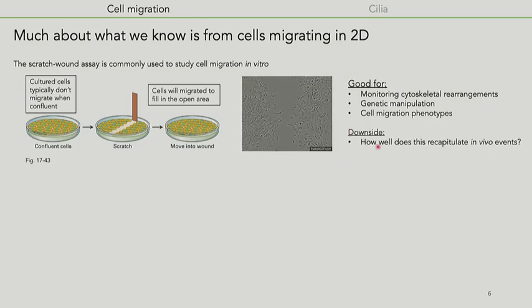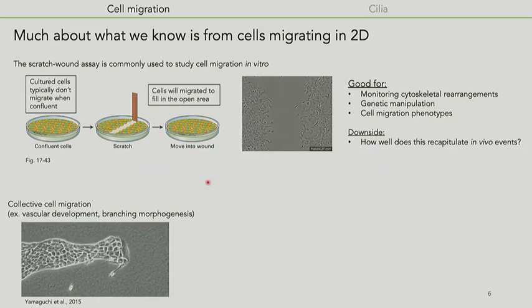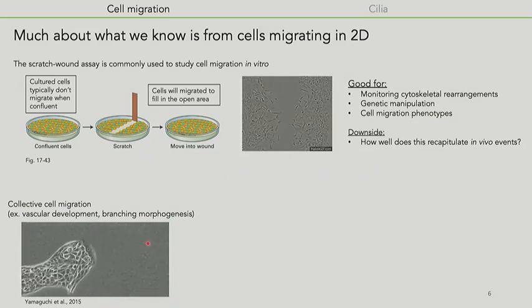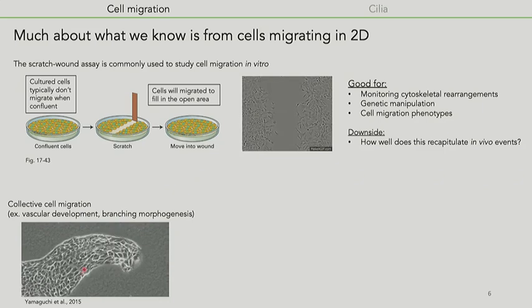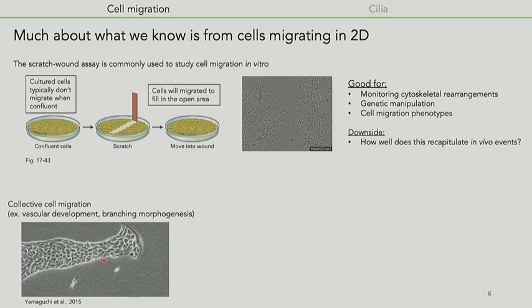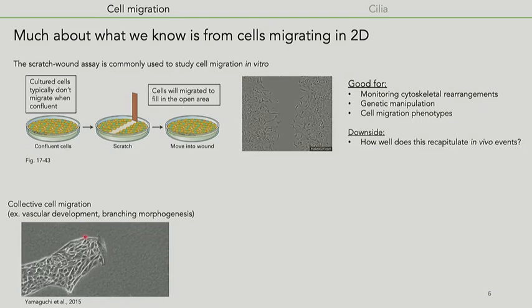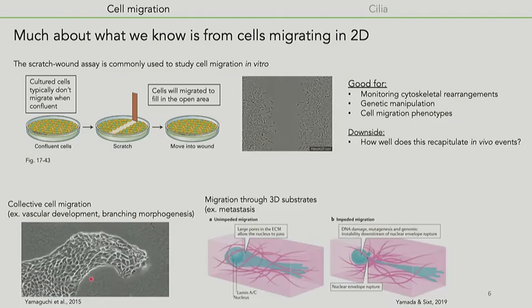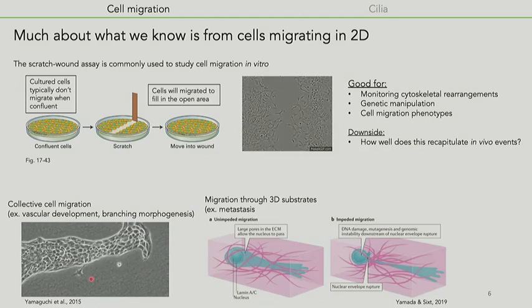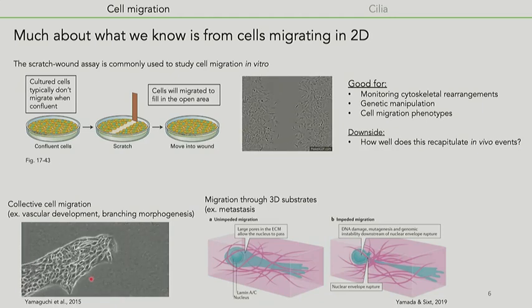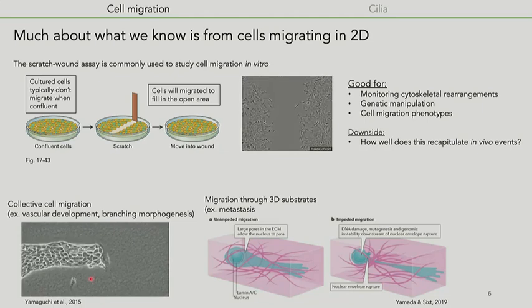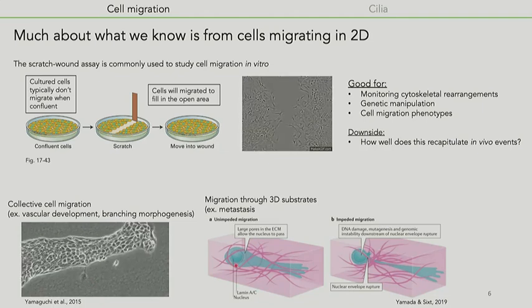The downside that people are coming to grips with is that it's not really clear how well the behavior of cells in this assay translates to real phenomena in your body. In your body, cells can migrate in a whole host of other ways. There is what's called collective cell migration, which is when whole groups of adhered cells migrate as one unit with what are called leader cells at the front end of this wave. And obviously our bodies are 3D structures, so typically cells are not just adhered to one surface below them and crawling across a 2D plane. Typically they're going to have to be migrating through some sort of 3D space.